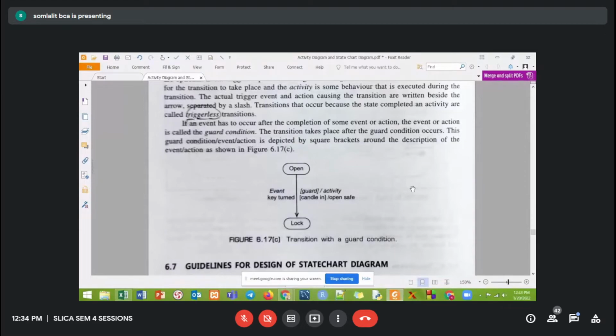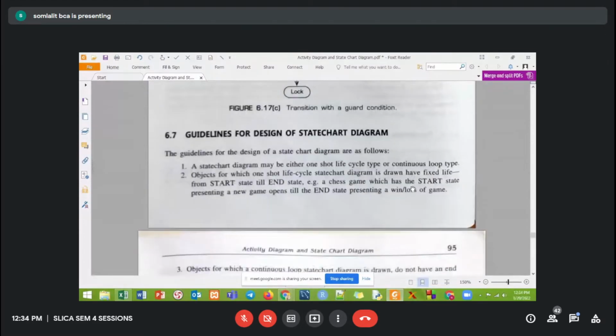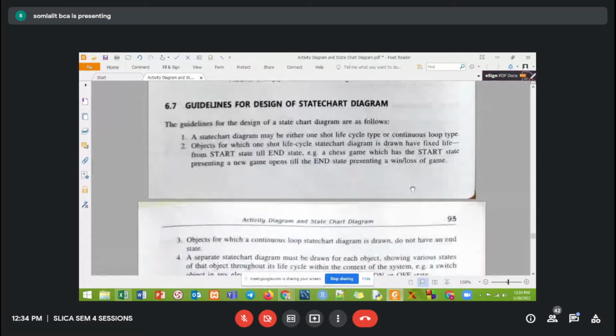Okay. So what are the guidelines for the state chart diagram? The diagram may be either one shot life cycle type or continuous loop type. You can prepare at one shot or you can prepare multiple ones. Okay. Then the object for which a one shot life cycle state chart diagram is drawn has a fixed life. Okay, we need to have a start, we need to have an end, that is a must. Third, objects for which a continuous state chart diagram is drawn do not have an end state.